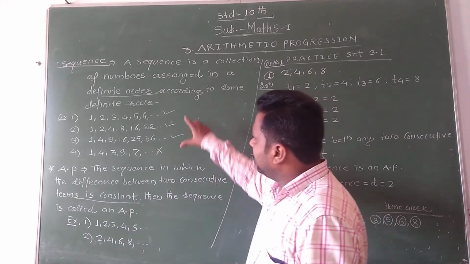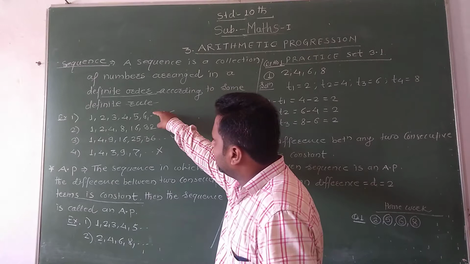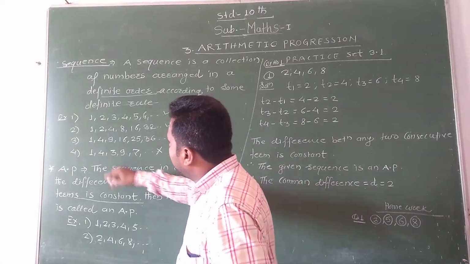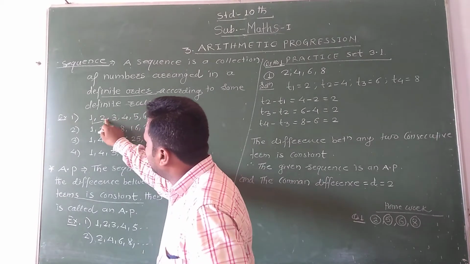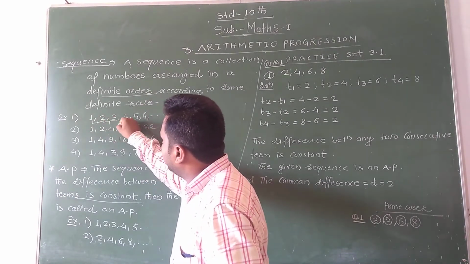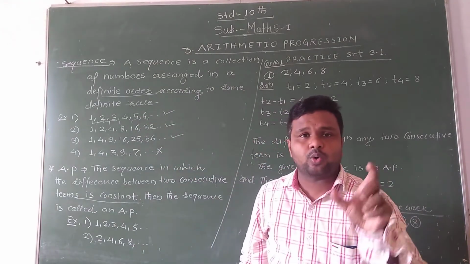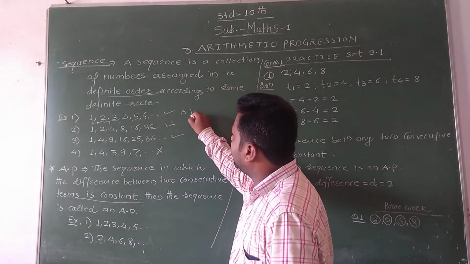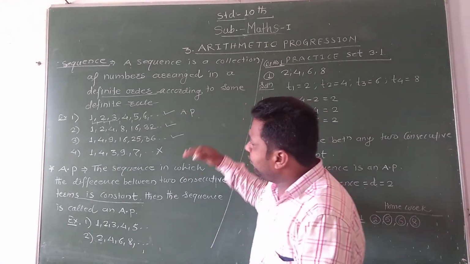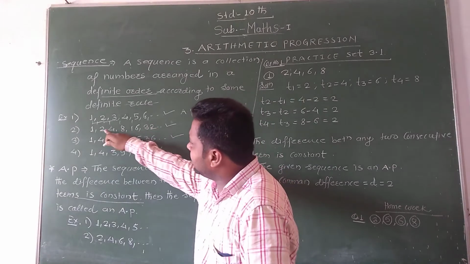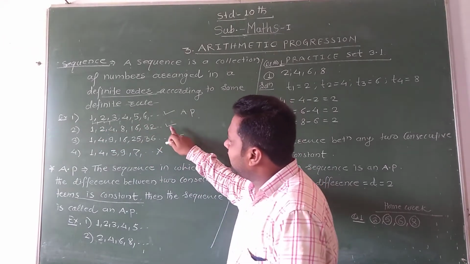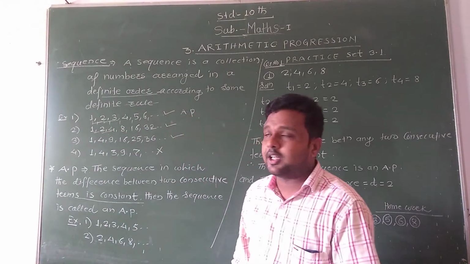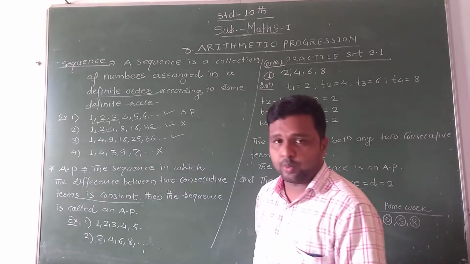Okay, now see this example. In the first example, 1, 2, 3, these are a sequence, and the difference between consecutive terms, 2 and 1, is 1, then 1, then 1. The difference between two consecutive terms is constant, so that sequence is called an arithmetic progression. Now if you see the second example, this set of numbers is a sequence, but the difference between consecutive terms is not constant, therefore this is not an arithmetic progression.